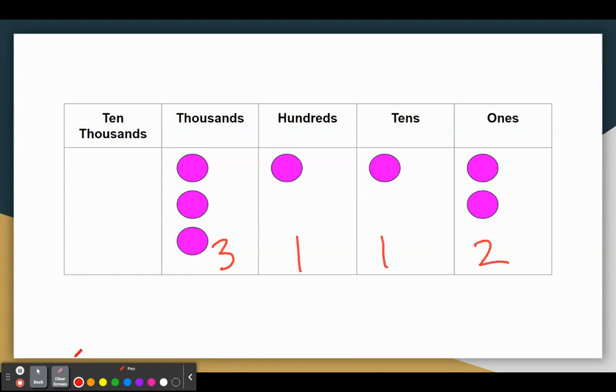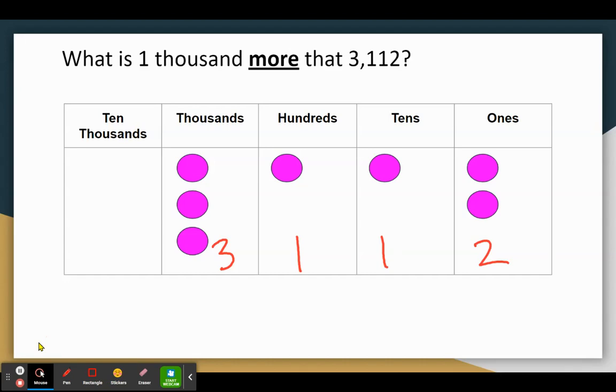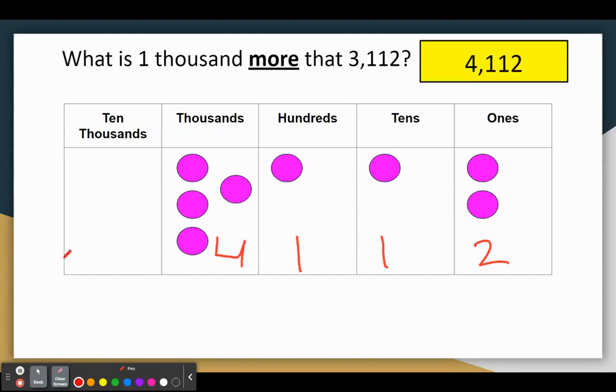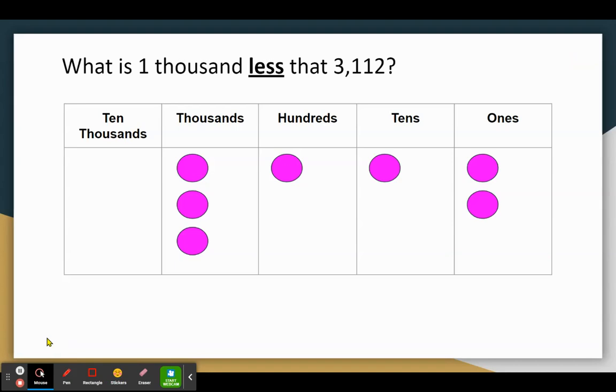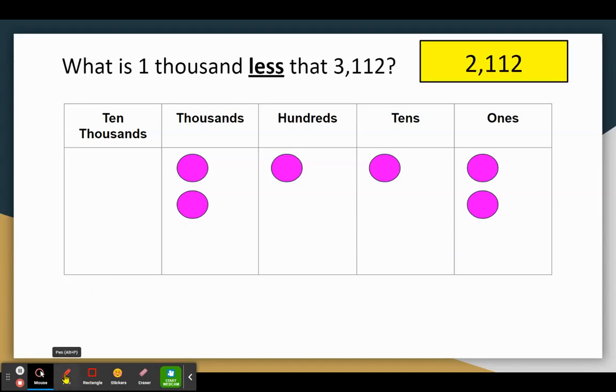Now I have 3,112. Okay, now what is 1,000 more than 3,112? So 1,000 more than 3,112 is 4,112 because we just added one more thousand. Now let's go ahead and find out what is 1,000 less than 3,112. So if I were to take away 1,000, I would have 2,112.